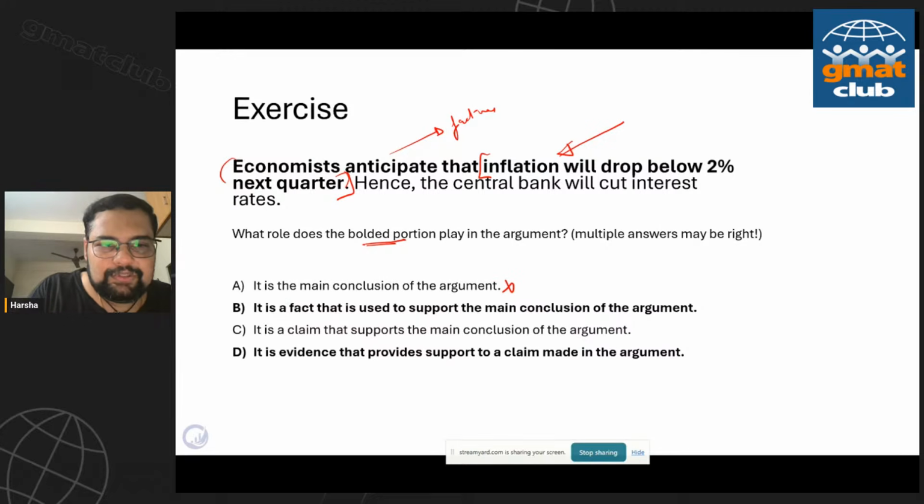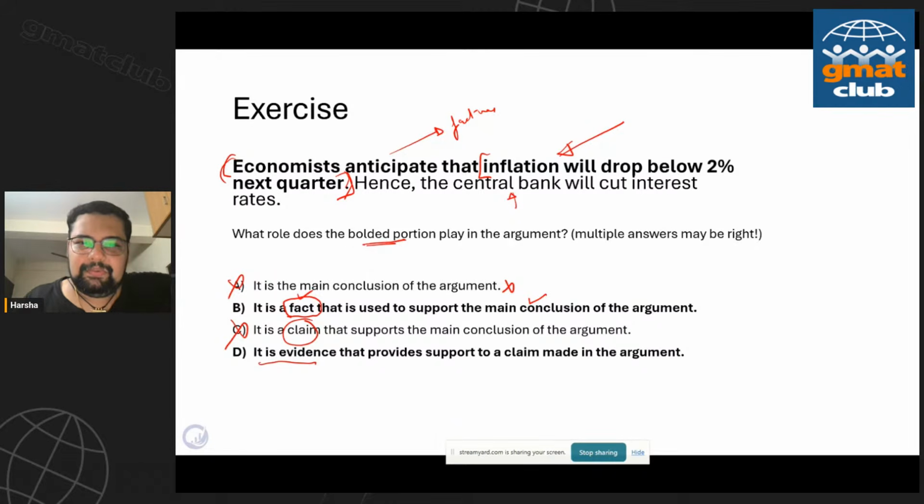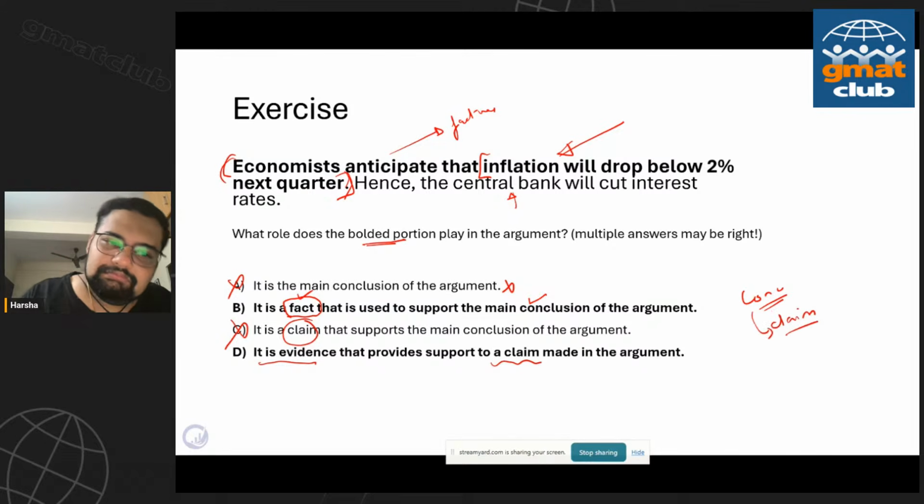So, let's talk about choice B. Is it a fact? Yeah, this entire statement is a fact. That's not wrong at all. Is it used to support the main conclusion of the argument? Yes, this is the main conclusion. So is it a claim? It's not a claim. You can reject this for that reason. Is it evidence? Yeah, it is something that's used to provide support to a claim. There was a good question earlier: is a conclusion a claim? It's coming later, but it's also answered here. Every conclusion by default is also considered to be a claim. So D would also be a right answer to this question.